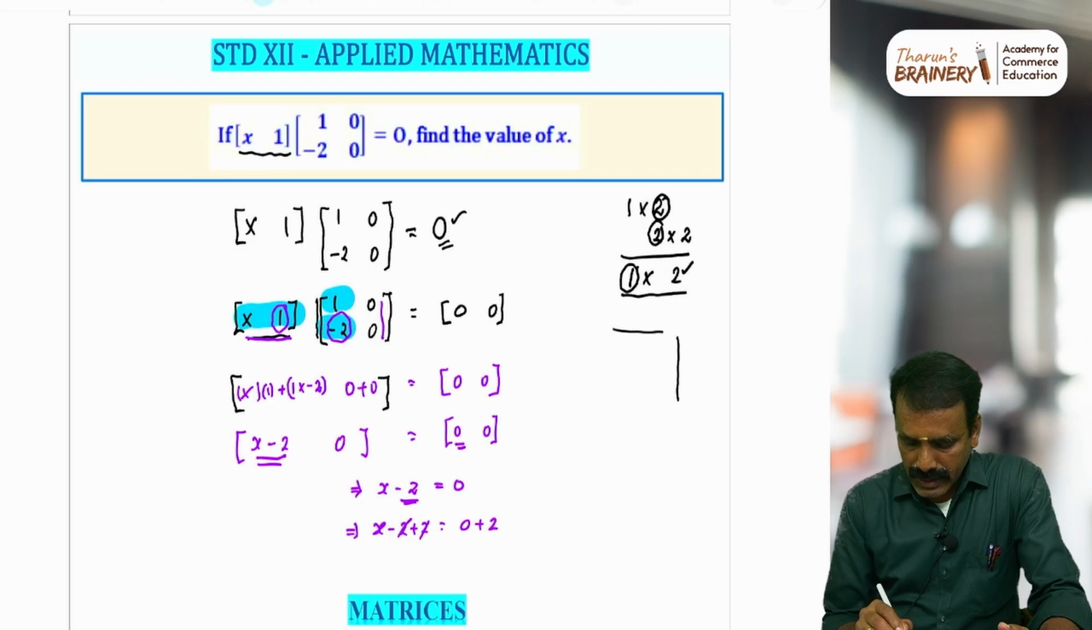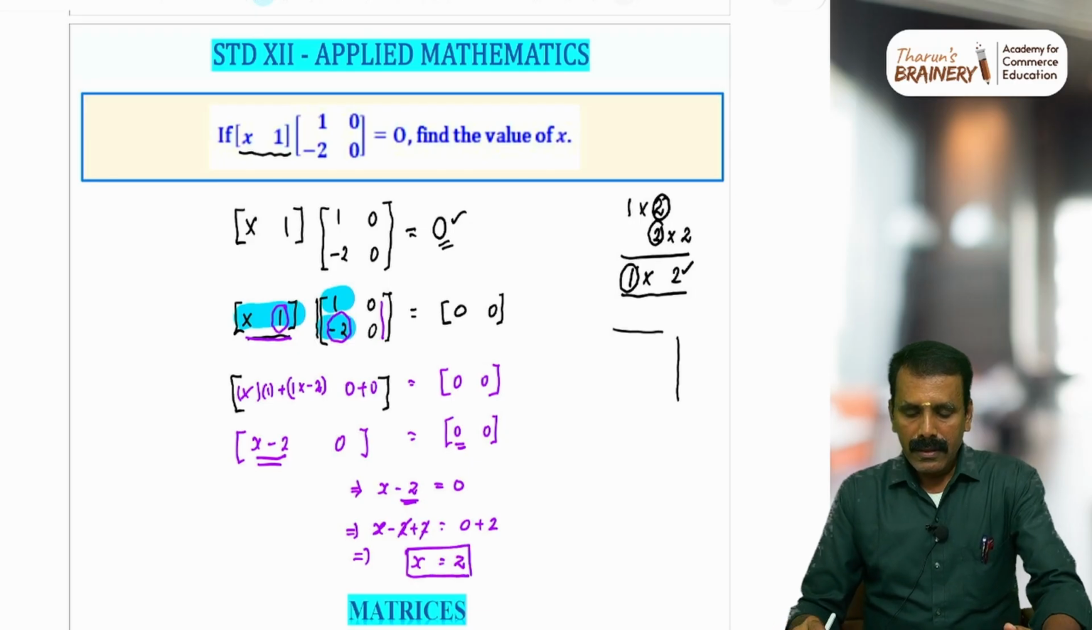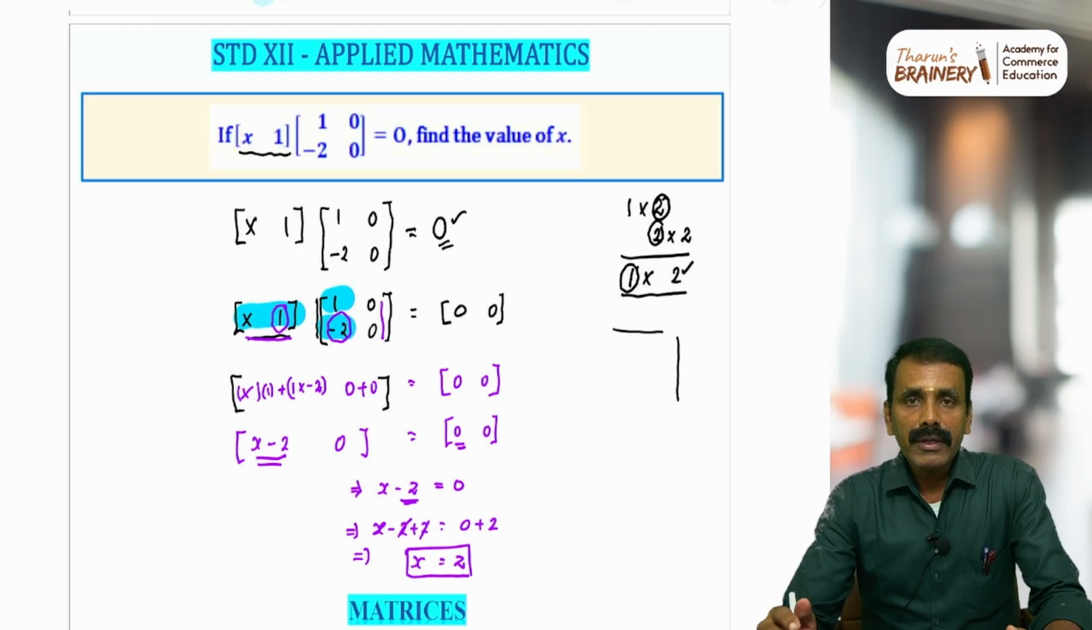So plus 2 minus 2 cancel. So the final answer for x is equal to 2. So here we found the solution for x.